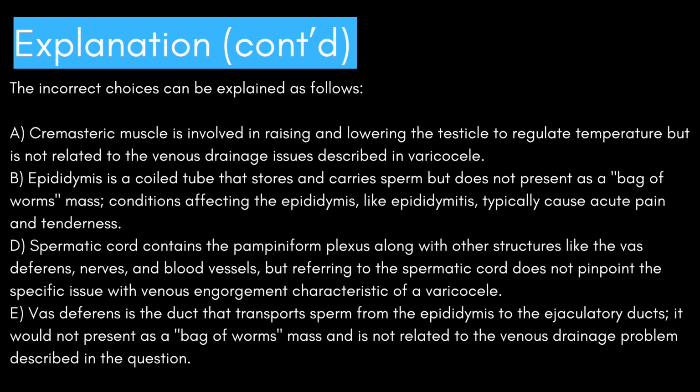D. Spermatic cord contains the pampiniform plexus along with other structures like the vas deferens, nerves, and blood vessels, but referring to the spermatic cord does not pinpoint the specific issue with venous engorgement characteristic of a varicocele. E. Vas deferens is the duct that transports sperm from the epididymis to the ejaculatory ducts. It would not present as a bag of worms mass and is not related to the venous drainage problem described in the question.